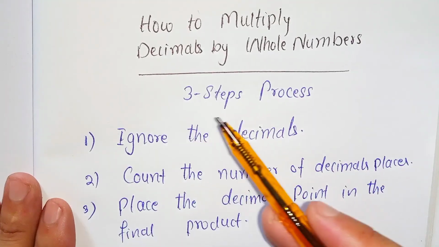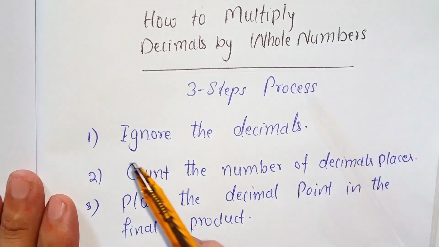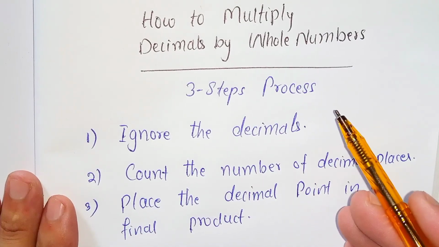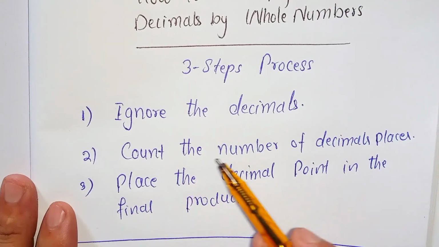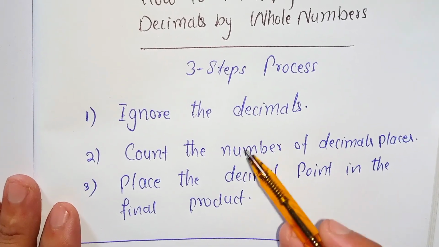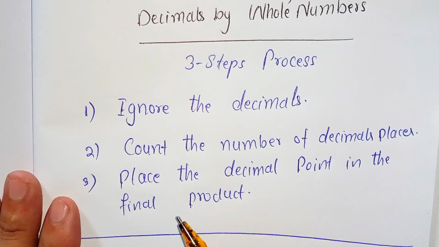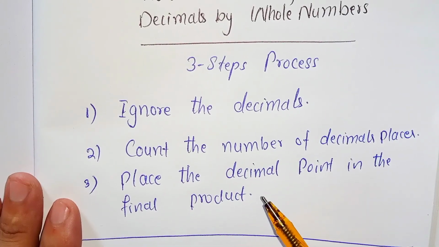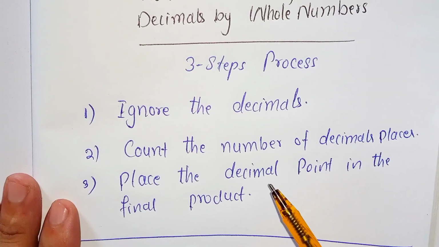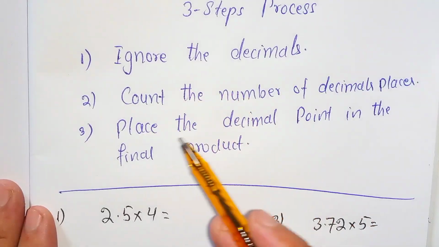So here is a three-step process that you can follow to multiply decimals by whole numbers. First, ignore the decimal points and multiply the decimal by the whole number. Number two, count the number of decimal places in the original numbers that we have to multiply. Number three, place the decimal point in the final product so that the decimal places in the final answer are equal to the sum of the decimal places in the original numbers. So we will solve some examples using these tips, right?